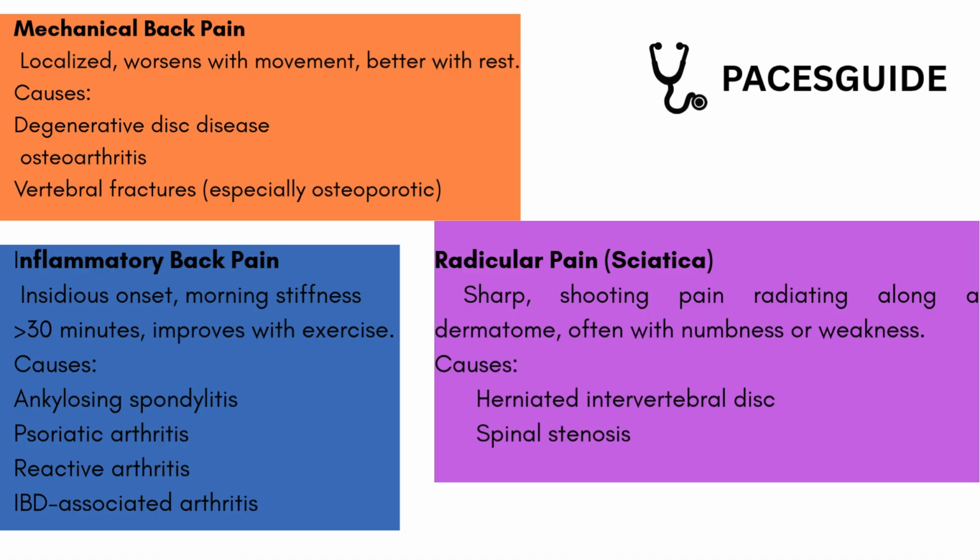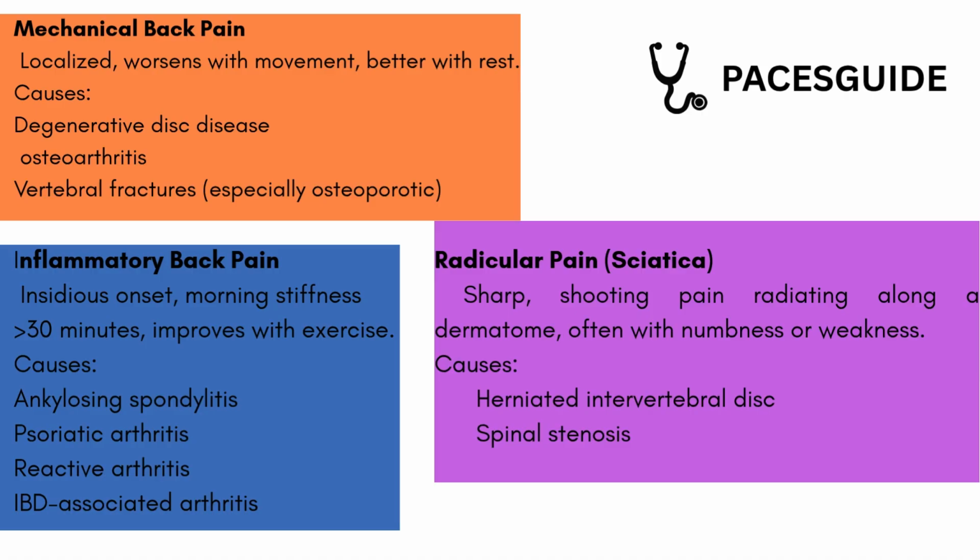Also, ask about any associated symptoms. You can ask, do you have any stiffness with it? Inflammatory back pain would have morning stiffness with it. And like I said, the inflammatory causes are seronegative arthritides, which is PAIR: psoriatic arthritis, ankylosing spondylitis, reactive, and IBD-associated arthritis. So if the pain doesn't fit into either of these criteria, you can ask some more leading questions.